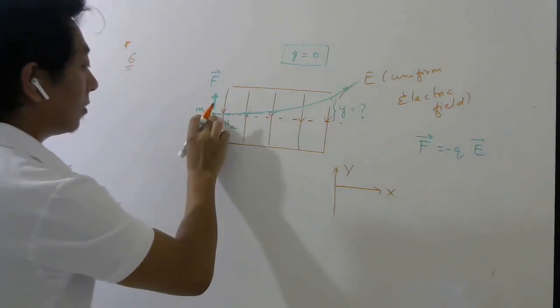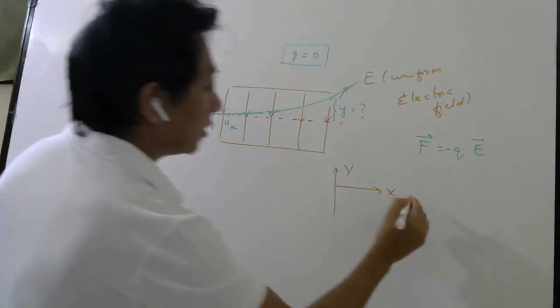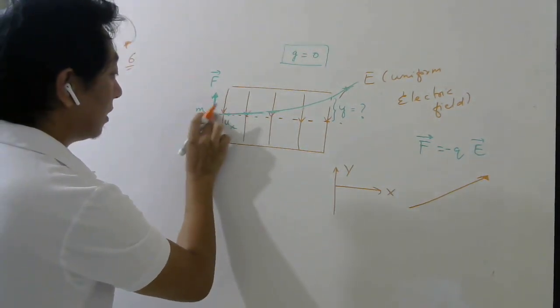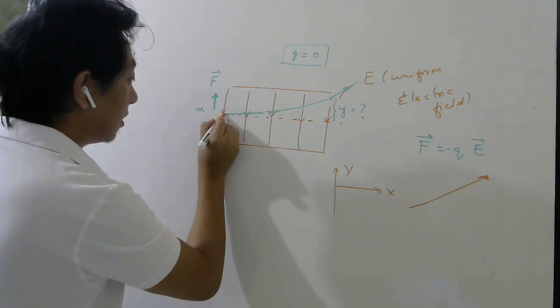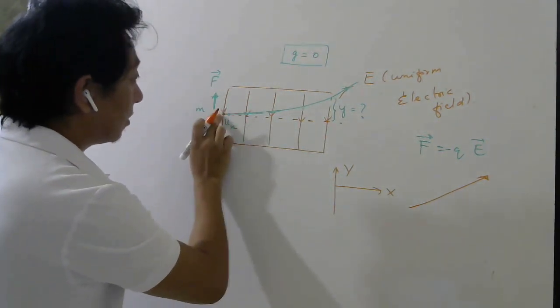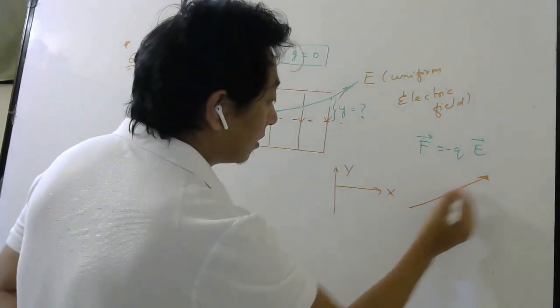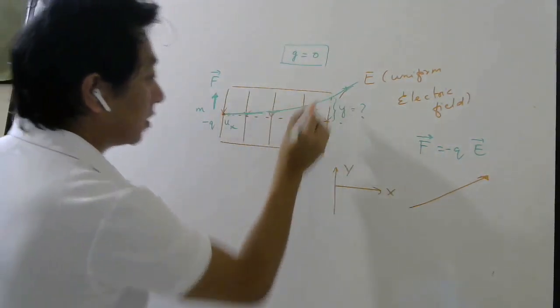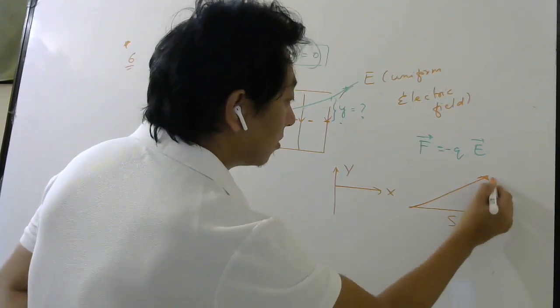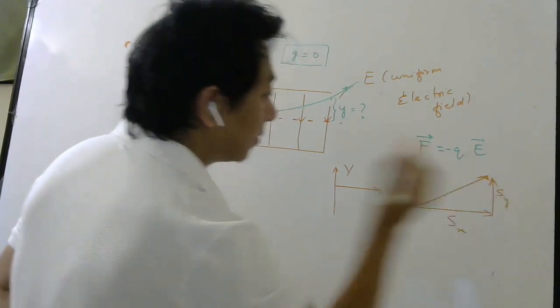Right. Now from here to here, the displacement will be this vector. From this position, once it enters, only then will it start deflecting. So from here to here, this is your displacement vector. This is your x component of displacement. This is your y component of displacement.